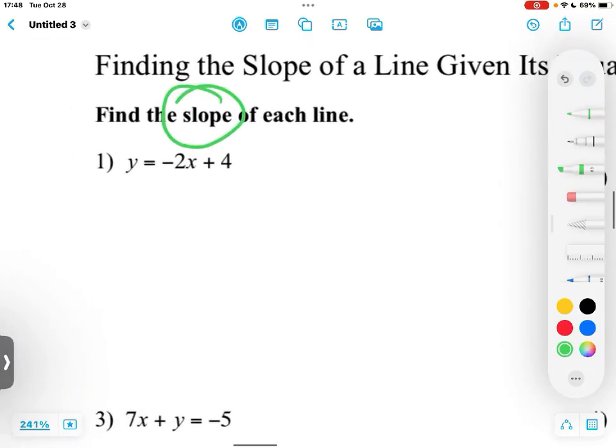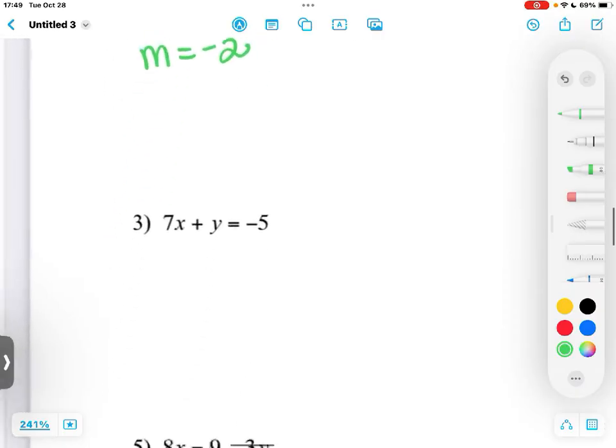And looking at number 1, what's kind of nice is that we don't have to solve for anything. It is already in y equals mx plus b form, meaning we are only looking at that number in front of x. From here, we would state that our slope is equal to -2. That's all we'd have to do. We don't even have to solve. So that one's really nice.